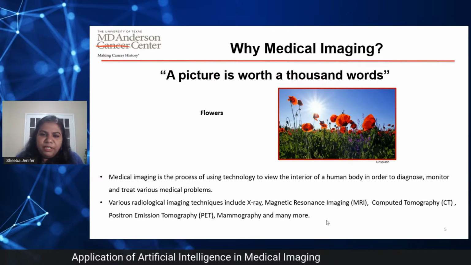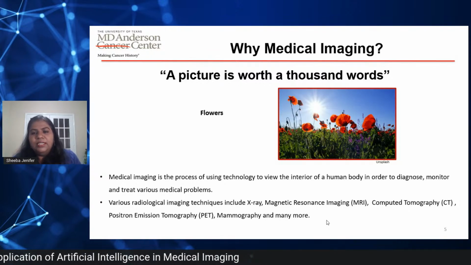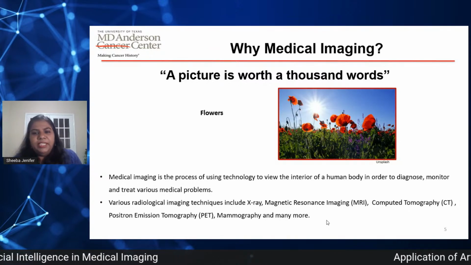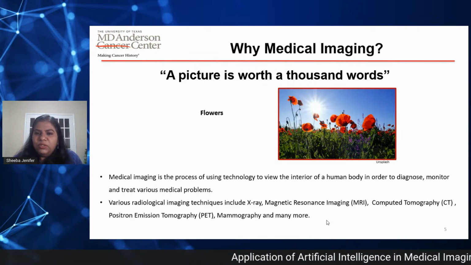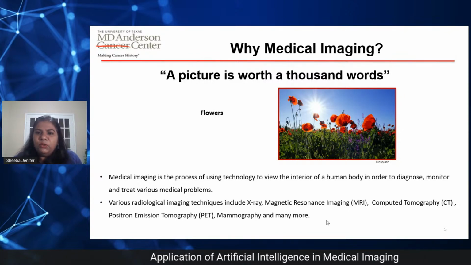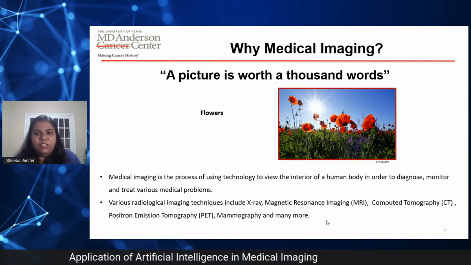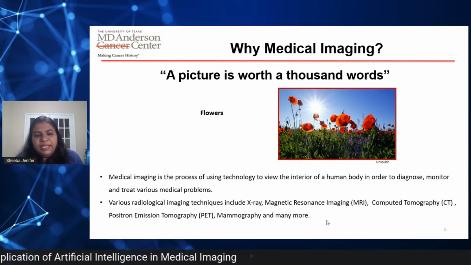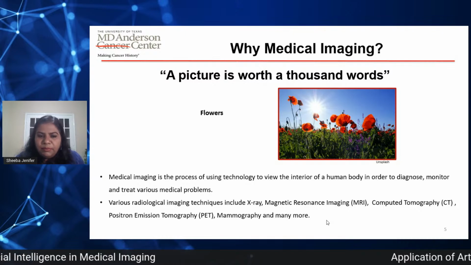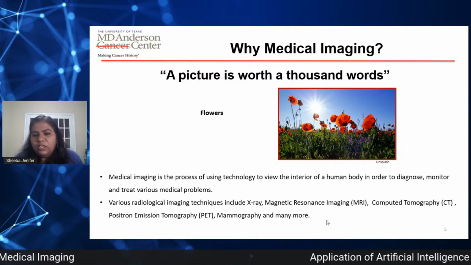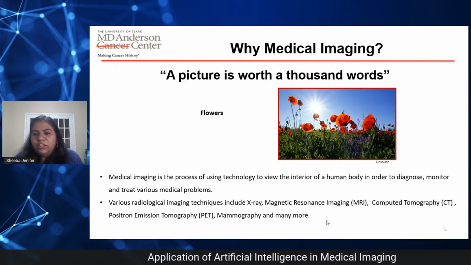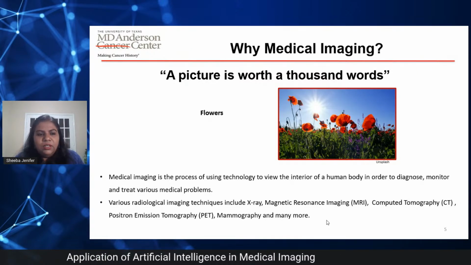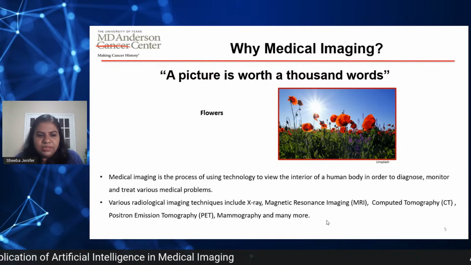We have a wealth of patient information hidden inside these medical images, which helps us to improve patient care, improve the diagnosis, or improve the survival of the patient. So, what is medical imaging? It's the process of using various technologies to view the interior of the human body in order to diagnose, monitor, or treat various medical problems.